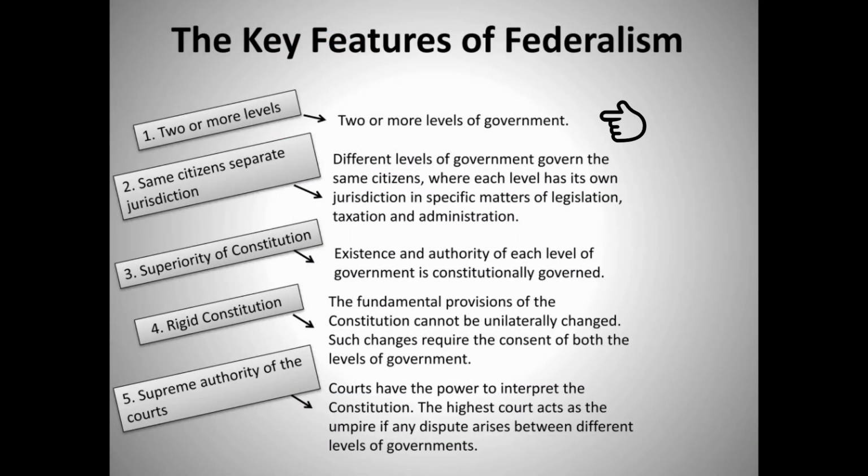A federal government has two or more levels of government. These levels have separate jurisdictions of governance over the same citizens. Any changes in the constitution require the consent of both levels of government. Courts have supreme authority over any disputes arising between government levels. The courts resolve these disputes by deciding in favor of the constitution.